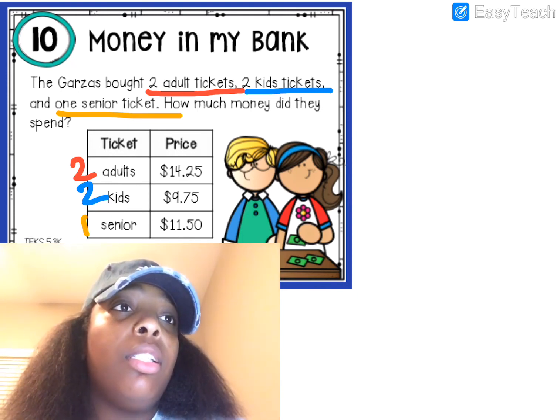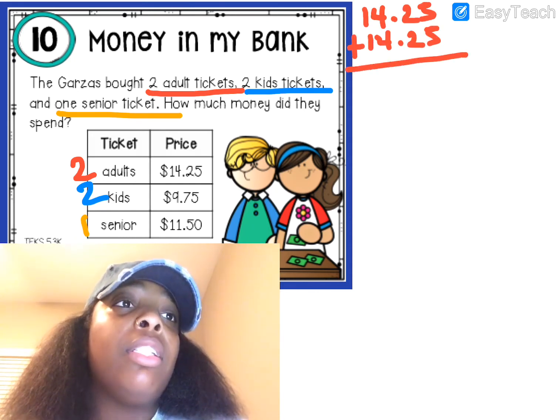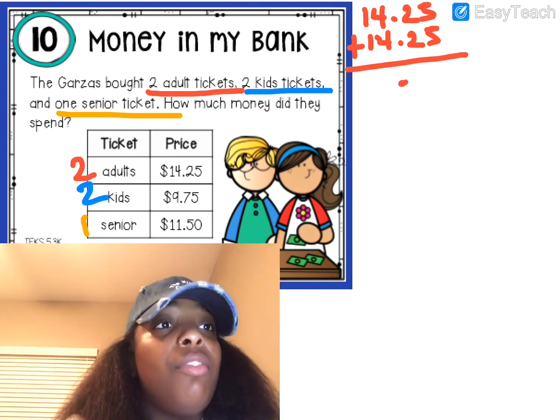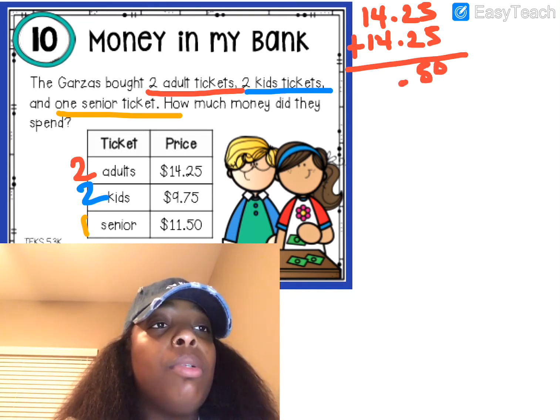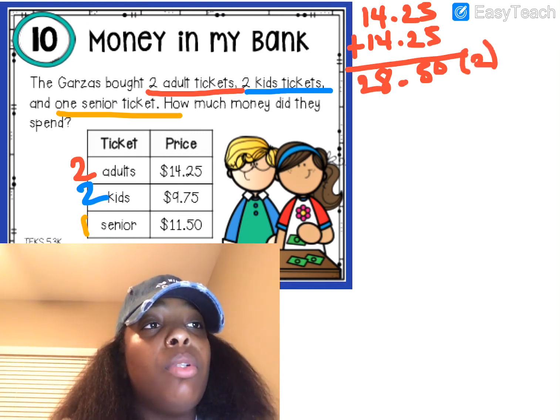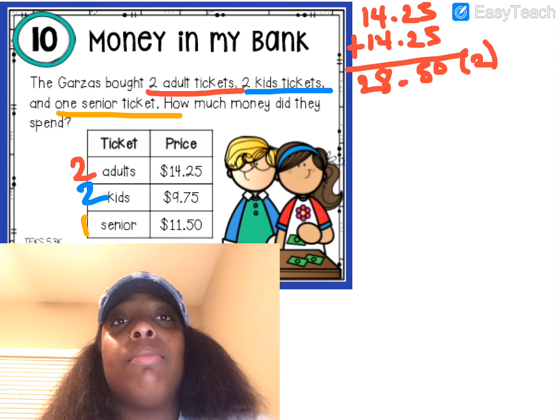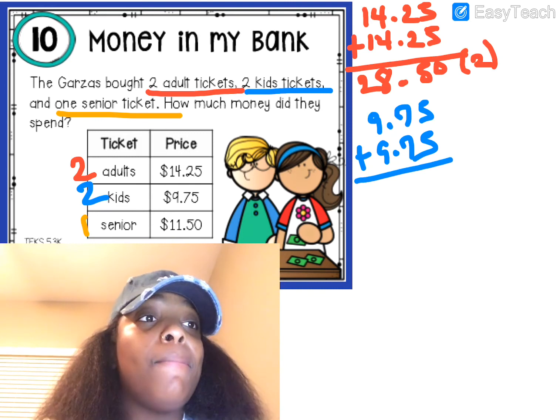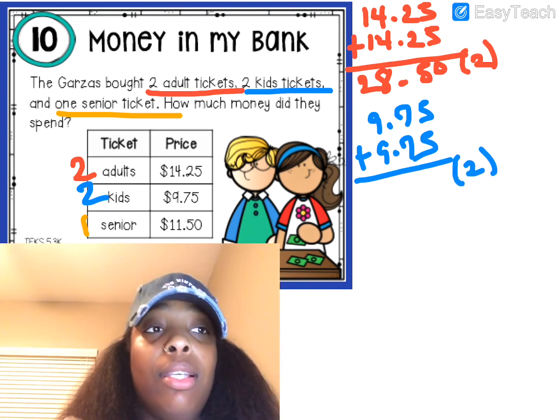If 1 adult ticket is $14.25, then that means we have to add it, $14.25 plus $14.25, to get the total of 2. So what is 25 cents plus 25 cents? 50 cents. And 4 plus 4 is 8, and 1 plus 1 is 2. Okay, this is the total for 2 adult tickets. We also have 2 kid tickets, $9.75 plus $9.75. This is going to give us a total for 2 kid tickets.